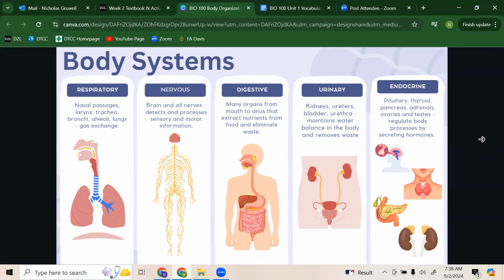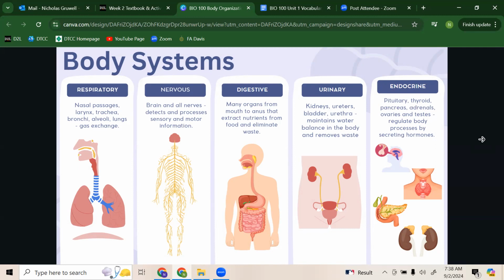So this includes the pituitary gland. Your thyroid is one that many of you may have heard of. Your pancreas, your adrenal glands, they of course secrete adrenaline. And then the ovaries and the testes would also be included in our endocrine system.